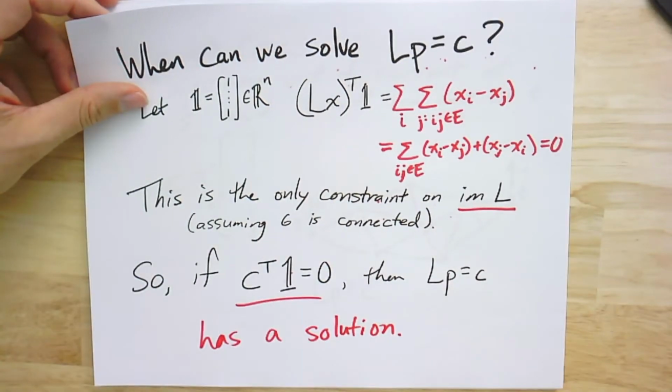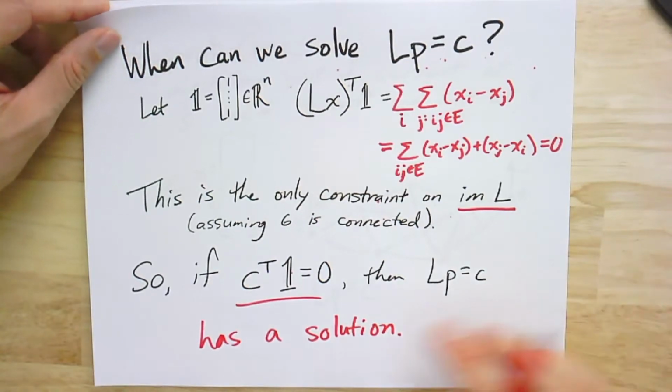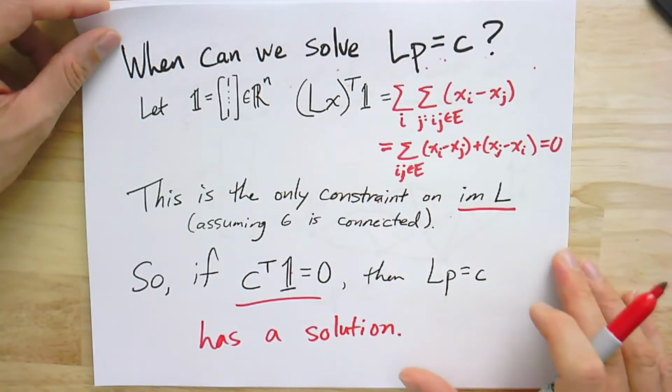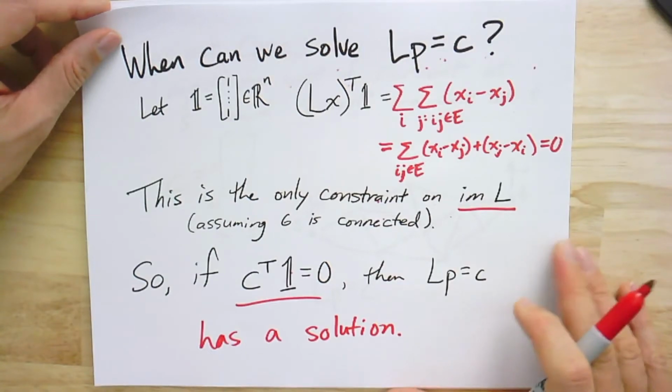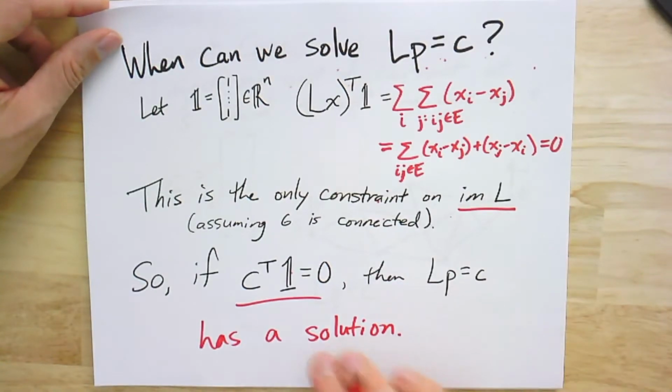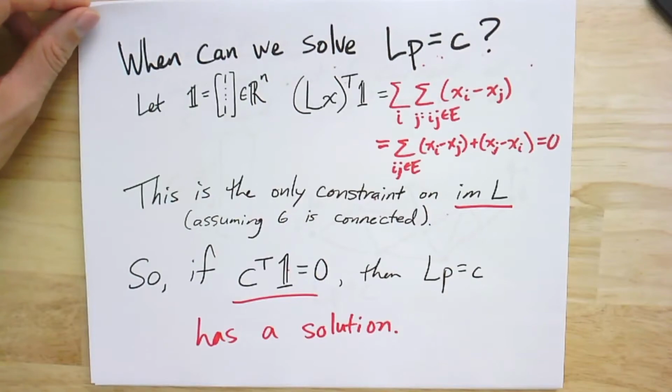You may also recall from linear algebra that if you have a system like this that doesn't always have a solution, when you do have a solution, you usually have an infinite number of them. And so in this case, we actually expect to see not just one solution, but a one-dimensional space of solutions. And that space is pretty easy to describe as well.